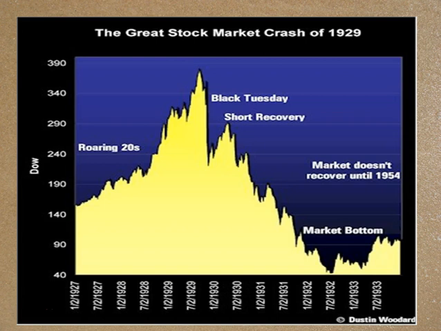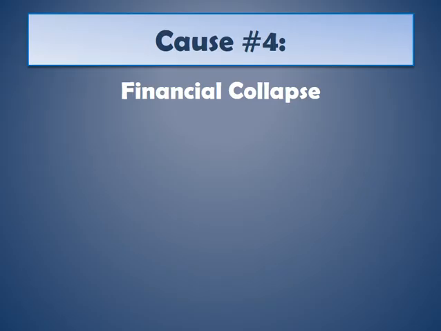We see the rise in the stock market in the roaring 20s, but we hit the end of the 20s, Black Tuesday, stock market goes down. It goes up a little bit, and then it continues to go down until it hits rock bottom. Cause number 4 of the Great Depression, the financial collapse.